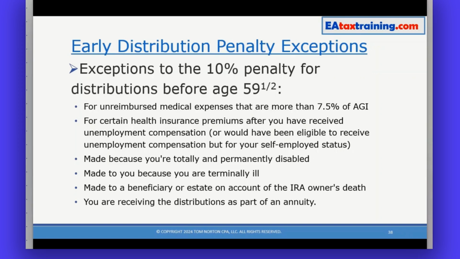Well, then even those distributions that you receive before age 59 and a half will not be subject to the 10% penalty for early distributions. But of course, if that's from a traditional IRA, you'll still pay regular income tax, but at least you won't have the 10% penalty.